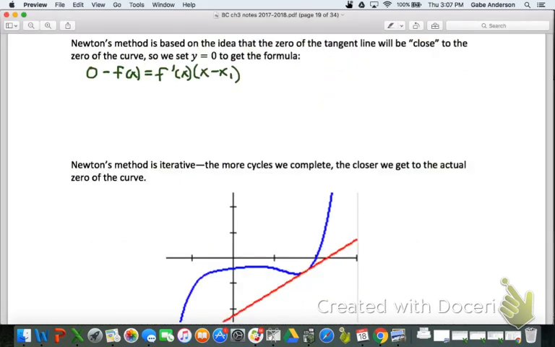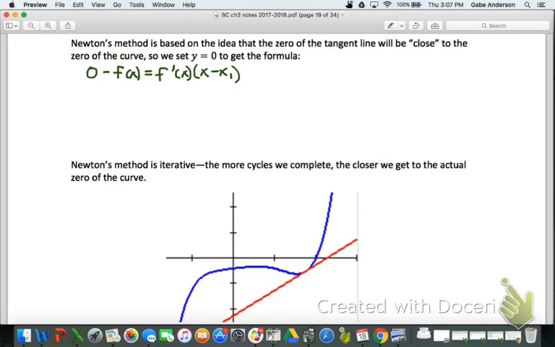If we're going to be using the x-intercept for the tangent line, we want to understand the connection between that and the curve. The idea here is that the zero of that tangent line will be at least sort of close to the zero of the curve. So finding the zero of the tangent line should give a pretty good approximation for the zero of the curve. And we'll talk about how we can make it more and more accurate.